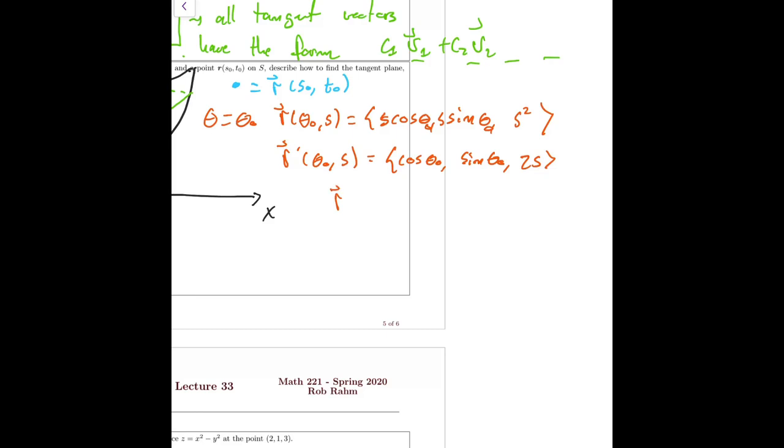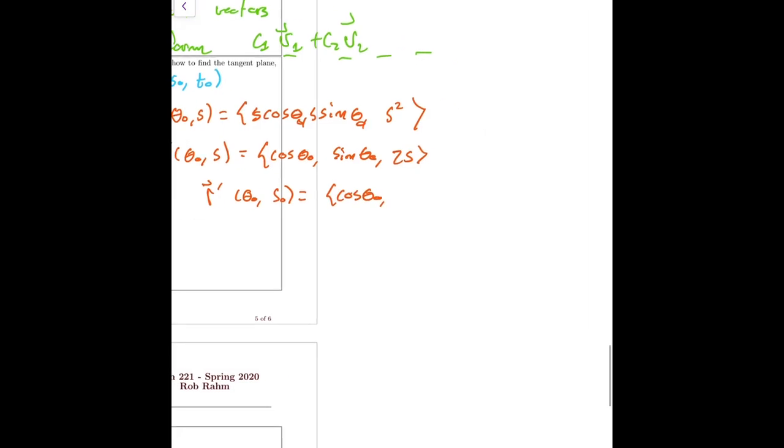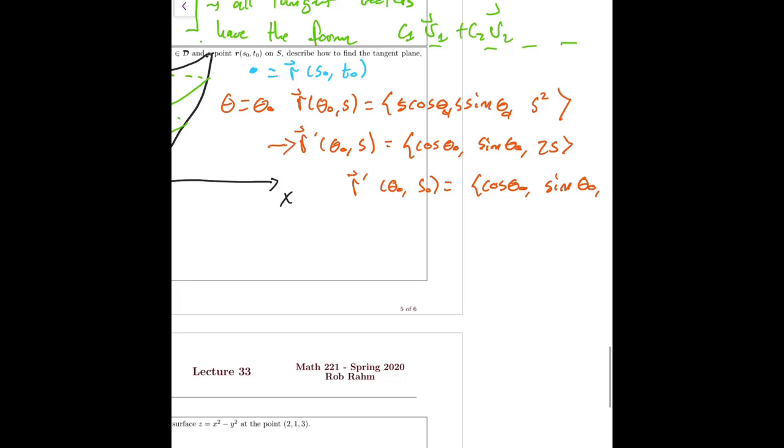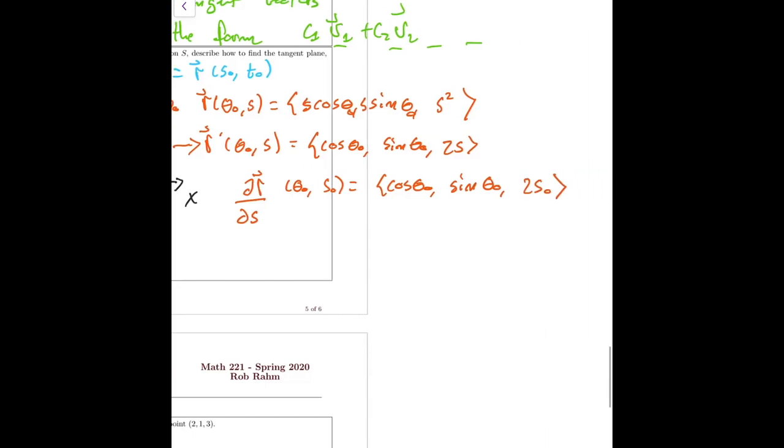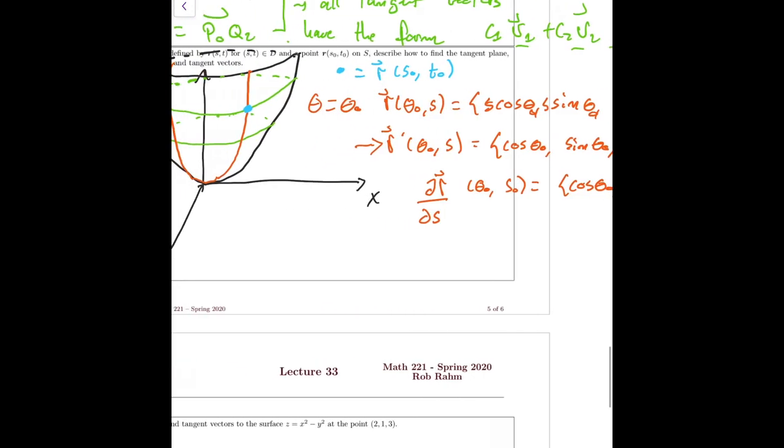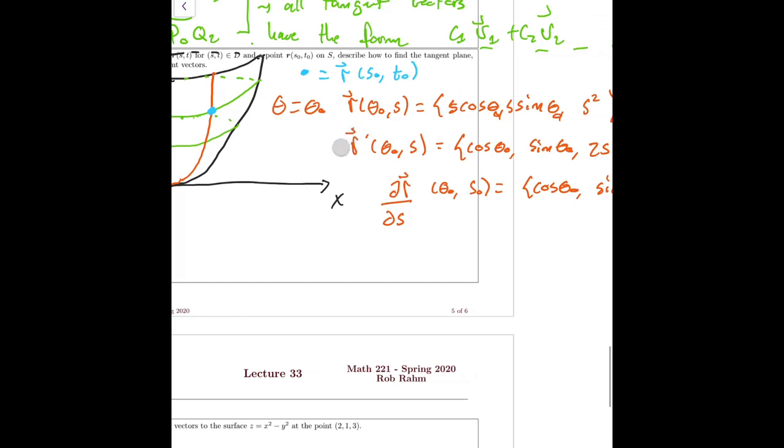And then if we evaluate this at S naught, R prime of theta naught comma S naught is equal to cosine theta naught, sine theta naught, 2S naught. Now, this notation isn't so bad, but down here it's ambiguous. So instead of writing R prime, we're going to write the partial derivative of R with respect to S, and it means exactly this. It is the derivative with respect to S. So I'm going to change it up here as well.